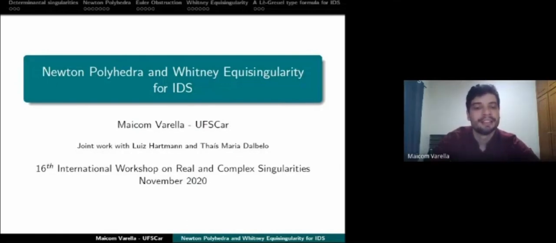Using Newton polyhedra and the Leibniz-Euler characteristic, we present a condition that guarantees the Whitney equisingularity of a family of isolated determinantal singularities. Moreover, given an isolated determinantal singularity X, we use topological and geometric information to establish an Alegro type formula for germs F and G defined on X, which satisfies isolated singularity.